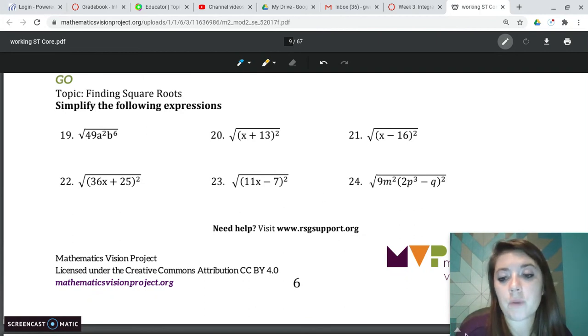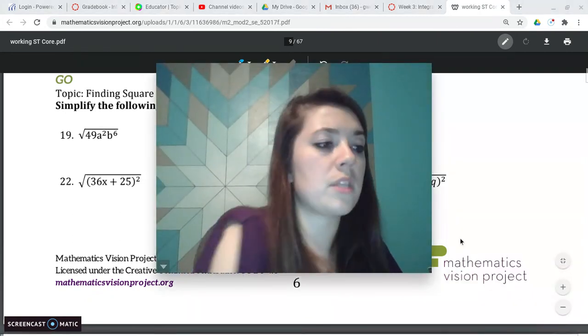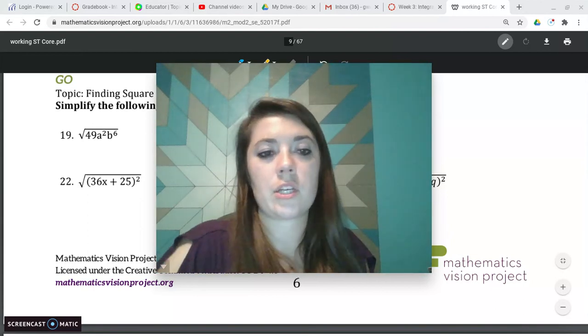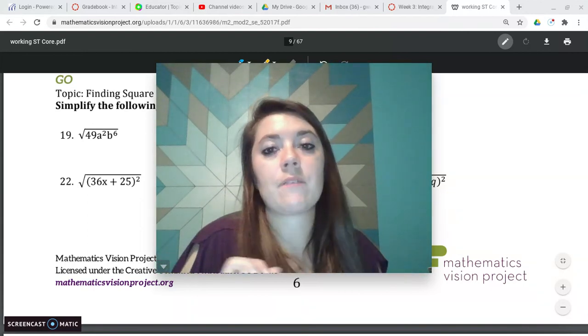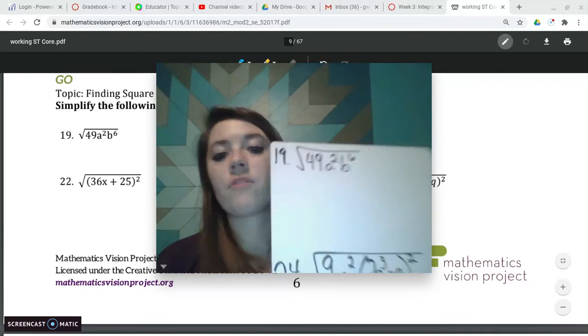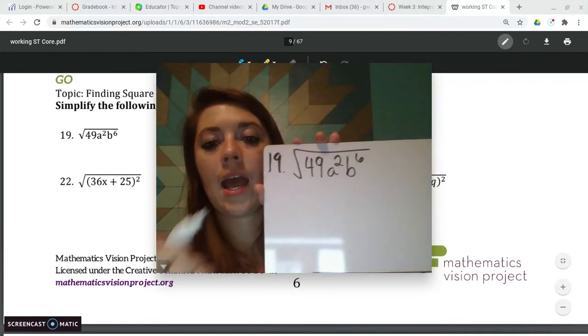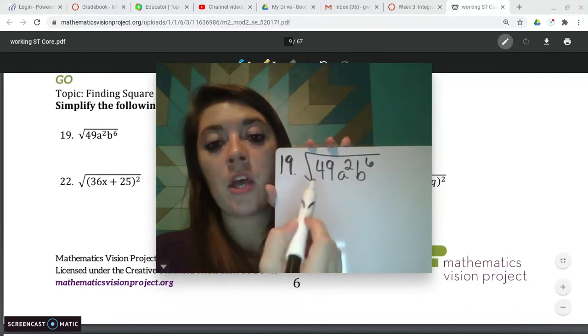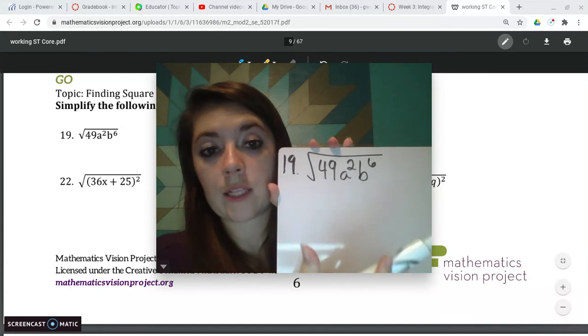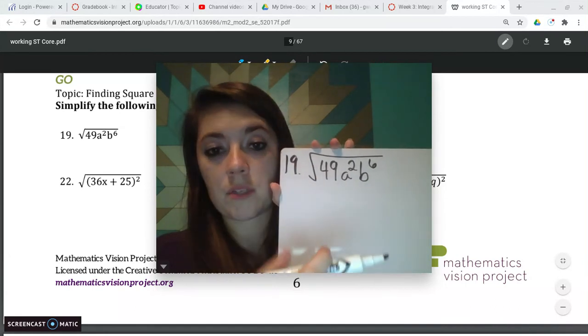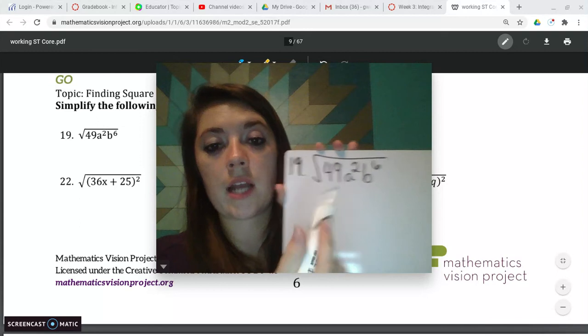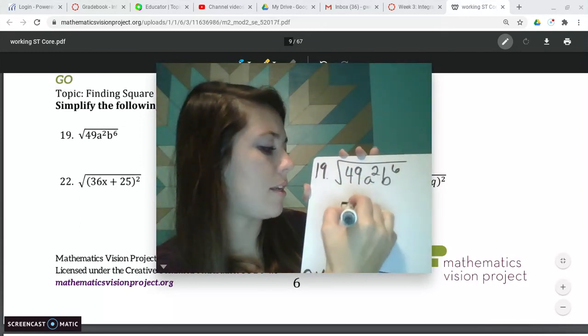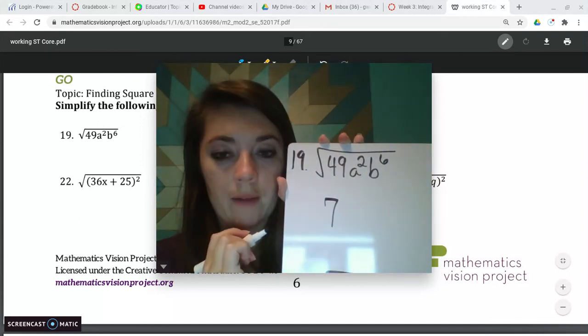Simplify the following expressions. So we're going to do 2 of these together just to make sure you understand. So number 19 is the first one we're looking at. We have the square root of 49a squared b to the 6. So taking the square root of 49, that's pretty easy. We're finding what number times itself gives us 49. 49 is a perfect square. It's 7 times 7 gives us 49.